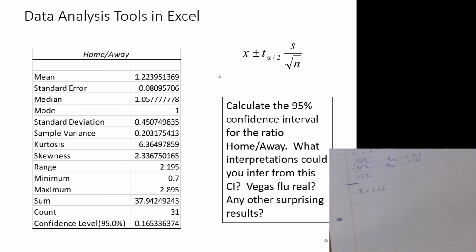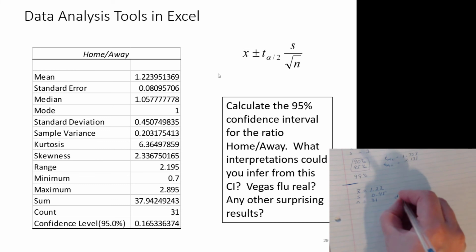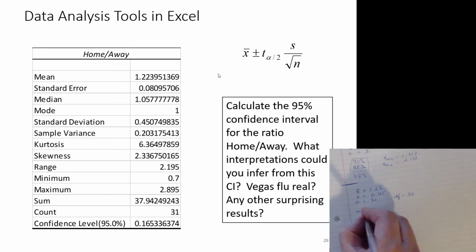We kind of say, hey, Vegas was much higher than that, and it's kind of not so much anymore, right? We have S, which is the sample standard deviation, or just standard deviation in this case. I'll just abbreviate that to 0.45. And then lastly, we have our sample size, 31 teams, which means our degrees of freedom is going to be 30, right? N minus 1. So with a 95% confidence interval, alpha will be 0.05, alpha over 2, 0.025.